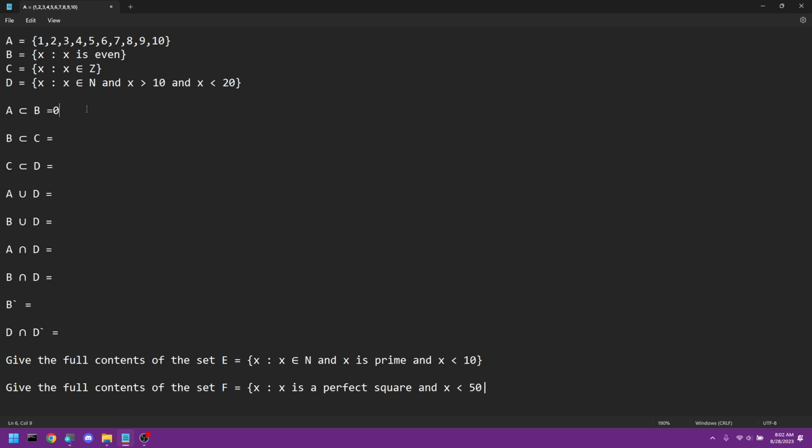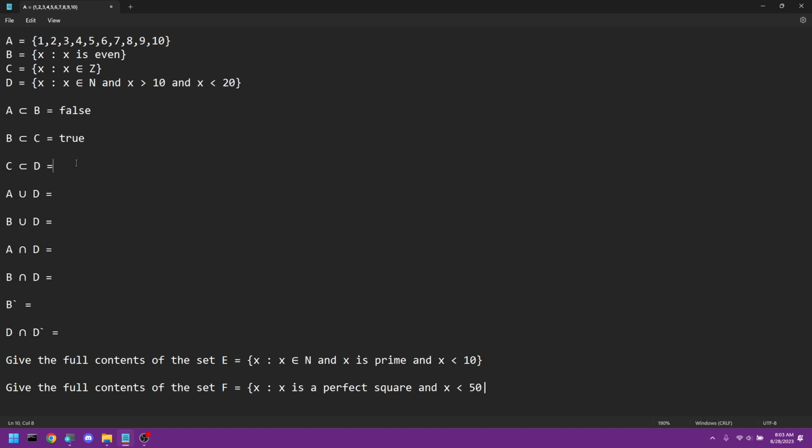So, if we start here, we want to know, is A a subset of B? Well, B contains all even numbers, and there are some odd numbers here in A. So the answer to that is false. Is B a subset of C? Well, C is all integers, and B is all even numbers. So that is true.